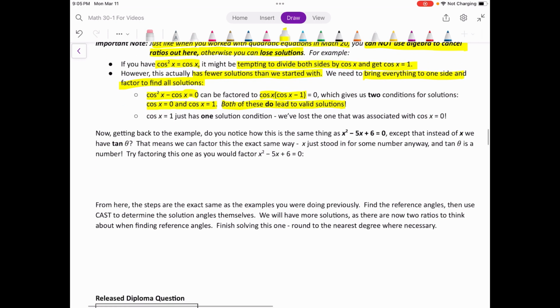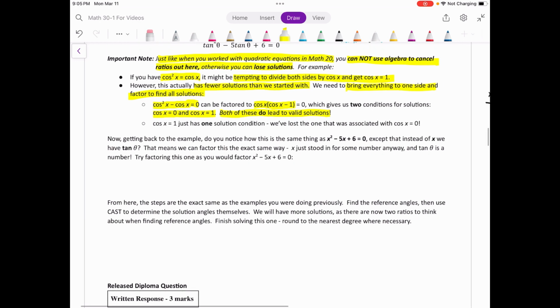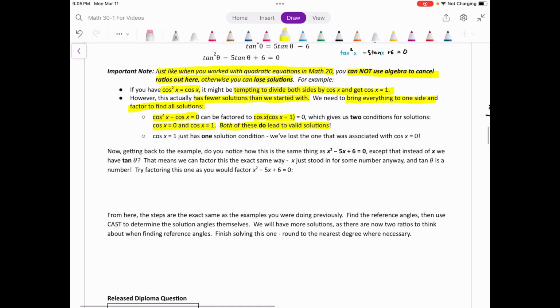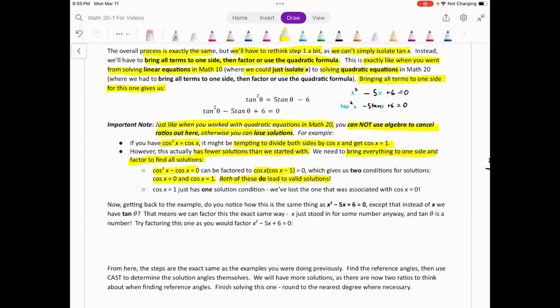So that's why we need to be careful when doing these. We don't want to cancel something out completely on both sides. Whenever we're dealing with a quadratic equation, like you've always done, but including now when they're trigonometric, we want to bring everything to one side, then factor to solve. Okay, so let's get back to this example. We kind of took a little sidetrack there to remind ourselves of some important stuff, okay?